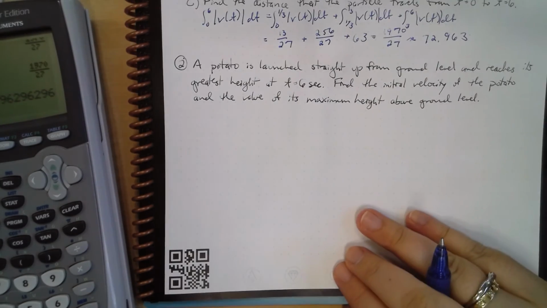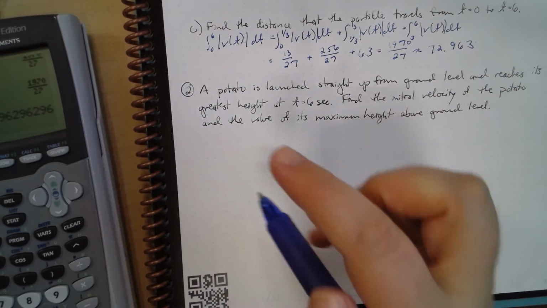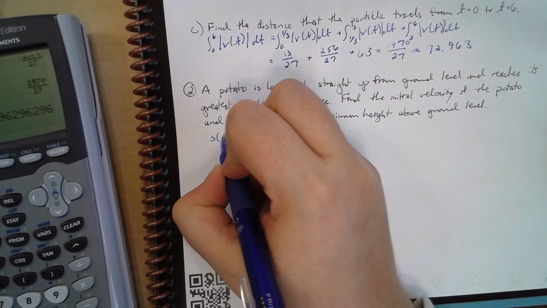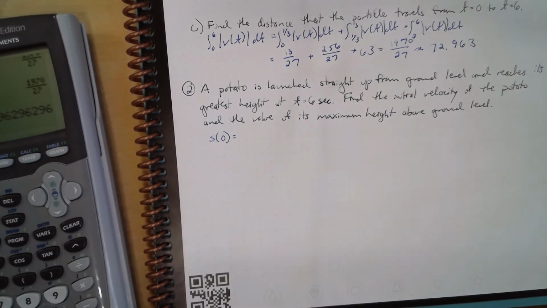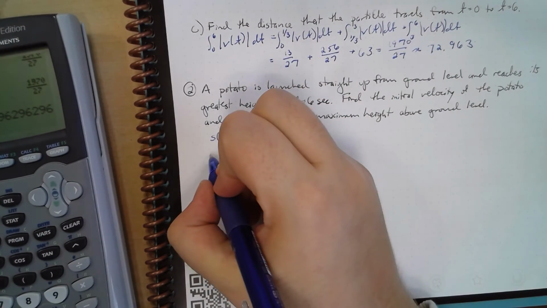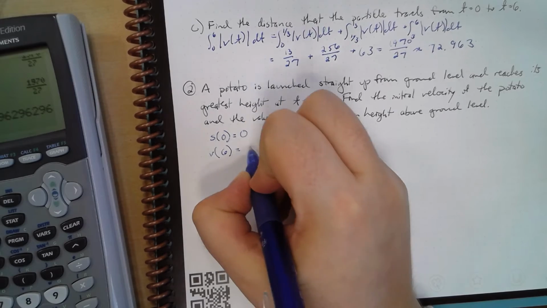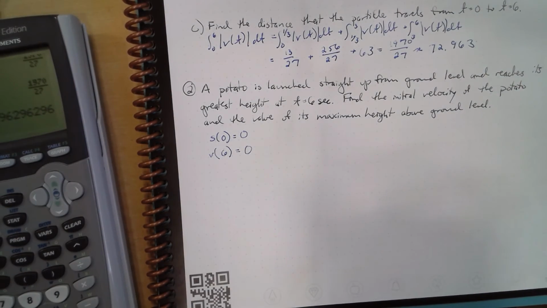Let's do another example here. A potato is launched straight up from the ground level and reaches its greatest height at t equals 6 seconds. We want to find the initial velocity of the potato and the value of its maximum height above ground level. Well, the first thing we want to do is identify that at s of 0, our initial position, we're at 0, right? We're at ground level. And our velocity at time t equals 6 is equal to 0, because that's our greatest height, right?